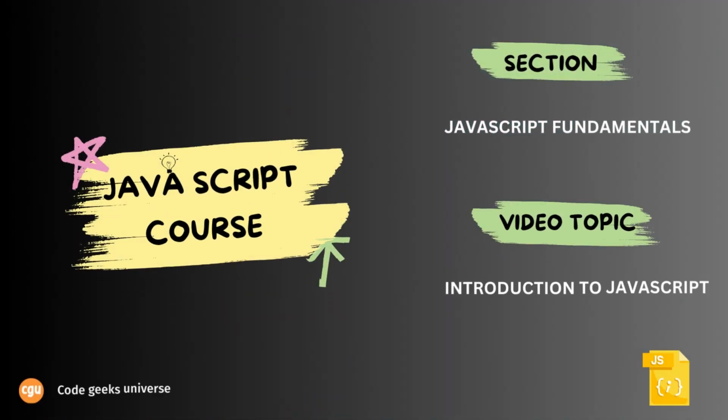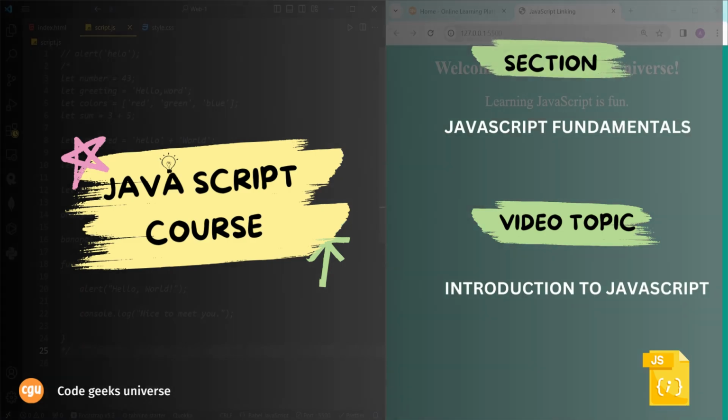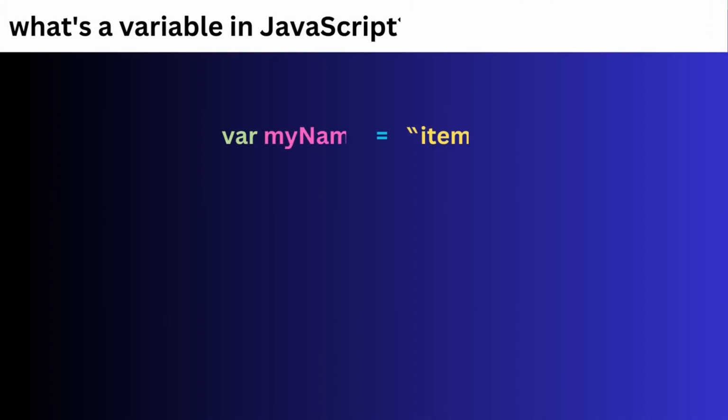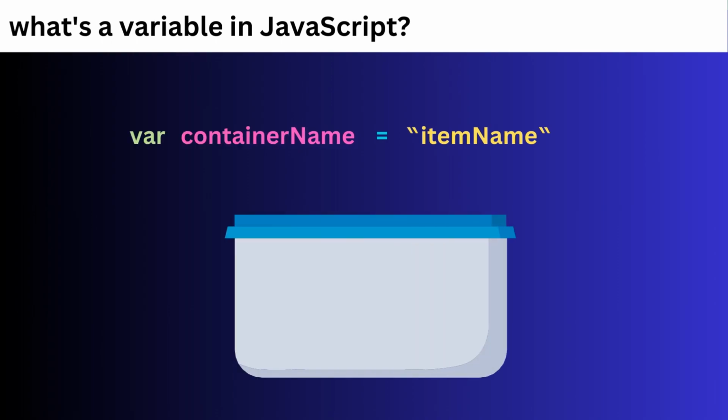In this video, we are going to learn about JavaScript variables. So what's a variable in JavaScript? Think of JavaScript variables like containers. These containers can hold different things, just like boxes or jars in the real world.